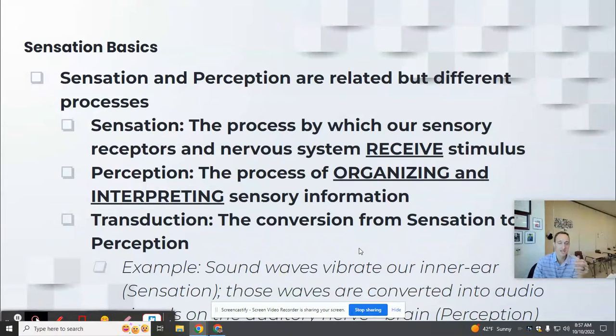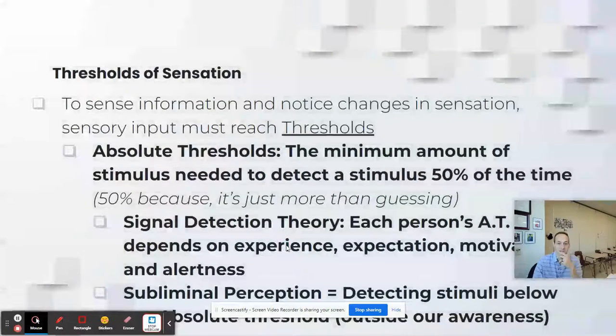Sensation is all about the physical aspects. You are going to need to know some basics of how the eye works, how the ear works, nose, mouth. Perception then is more psychological processes, about thinking about how our brain makes sense of those sensations.